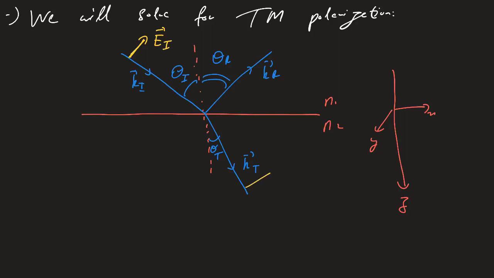After transmission, you will have some transmitted electric field pointing like that, and after reflection you will have some reflected electric field pointing like that. Now this is the setup of our problem. So now let's start using our boundary condition.